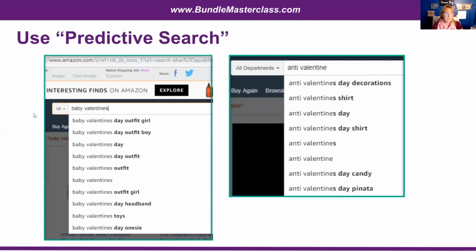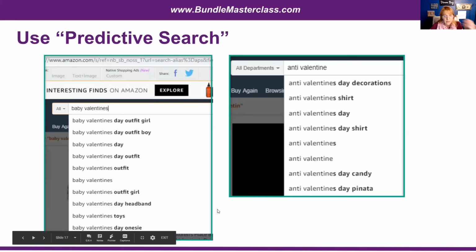So when I typed in baby Valentines and I didn't hit enter, you just type that into the Amazon search box, and it gives you this drop down. And the drop down gave me what people are searching for in order of search volume. So here's some great ideas, guys. Take a screenshot of this. Day outfit girl, day outfit boy, but look at the one down at the bottom here I thought was interesting.